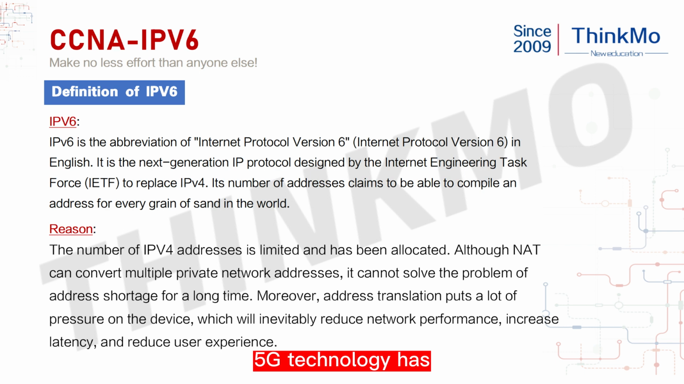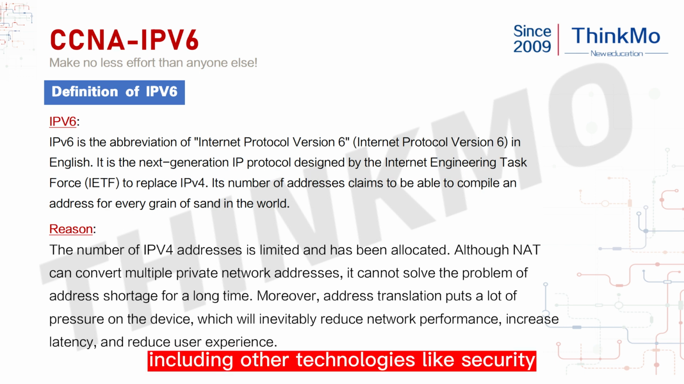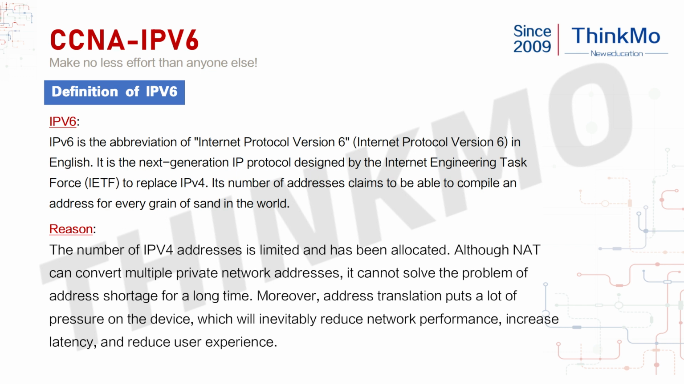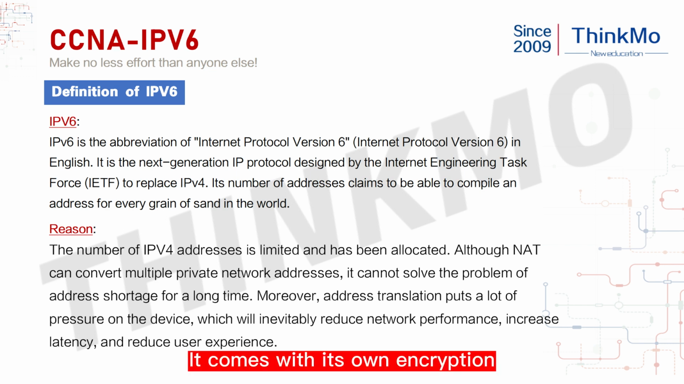This is called end-to-end, so the data can be sent directly. 5G technology has high requirements for bandwidth, and for other aspects like security. IPv6 comes with built-in security. It comes with its own encryption.